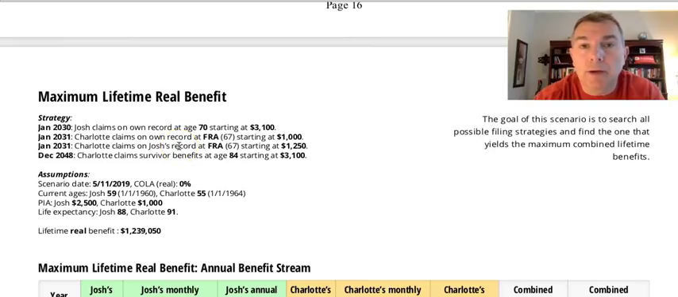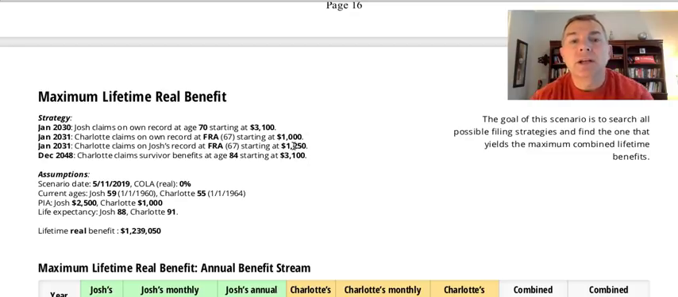So I claim on my own record at 70, which would give me my delayed retirement credits. She claims her own at her FRA, which will be $1,000, because remember, her PIA is $1,000. But if she claims at her FRA, it'll be half of my PIA, which would be $1,250. Does that make sense? So if she waits until her full retirement age, she'll get the full spousal benefit, which would be a full $1,250. So at this stage, I'm getting $3,100 and she's getting $1,250 when I'm 70 years old. Actually, I'll be 71 years old, and she'll get her full spousal benefit, $1,250.